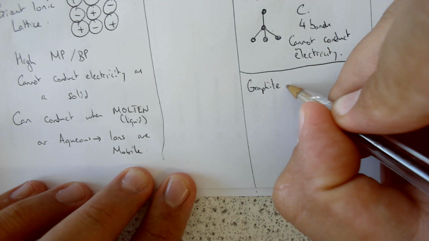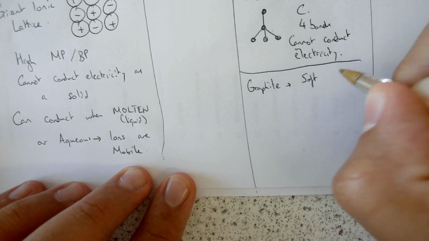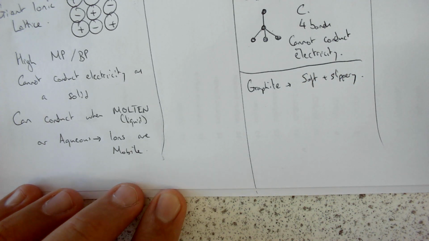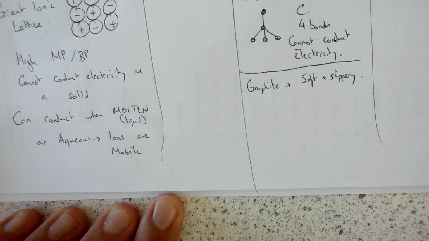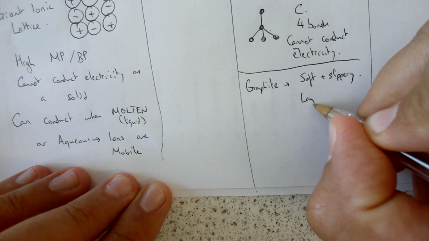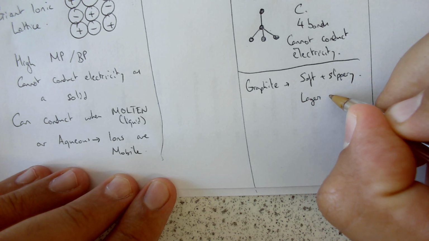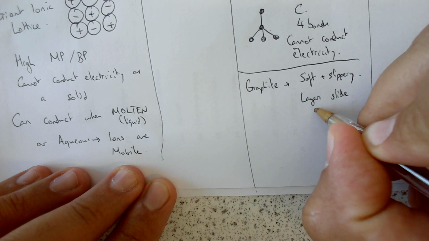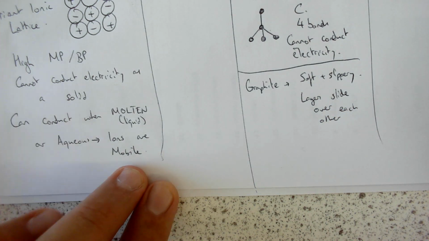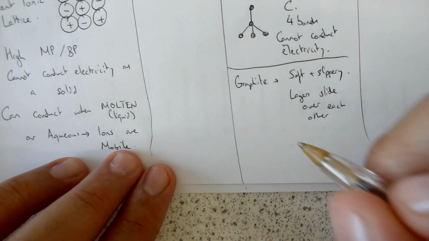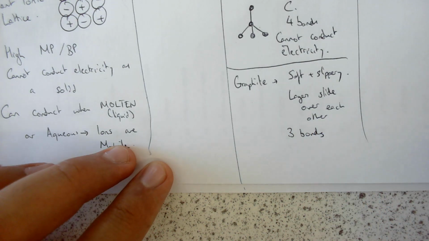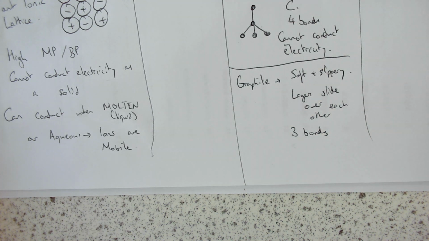Right, the next giant covalent structure you need to know about is called graphite. Graphite is described as soft and slippery. Why? When I said this in class, Year 10 were just shouting out layers, and yeah, there are layers that slide over each other. In graphite, there are 3 bonds from each carbon. And let me show you graphite. I've got graphite here.